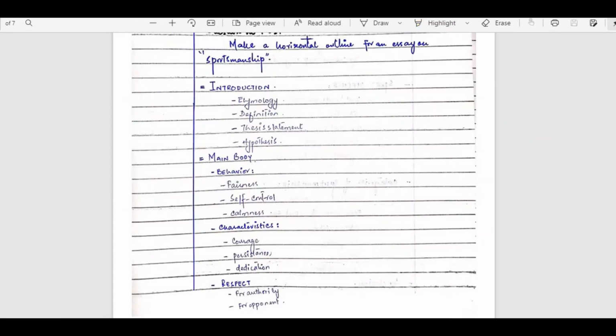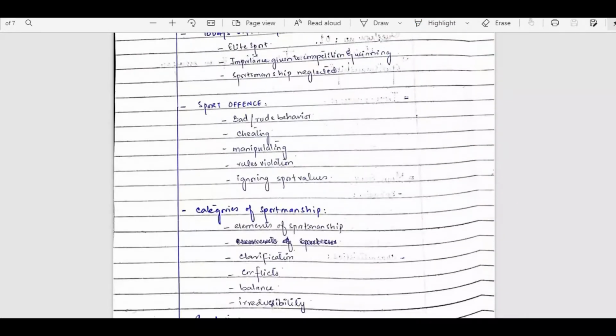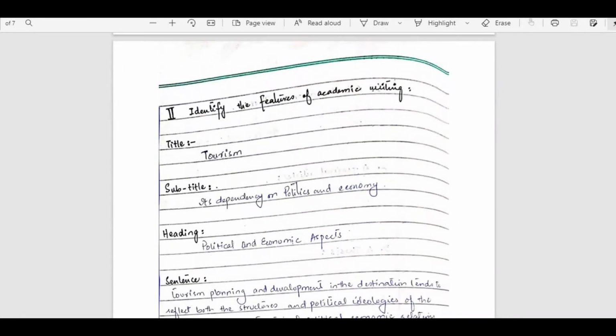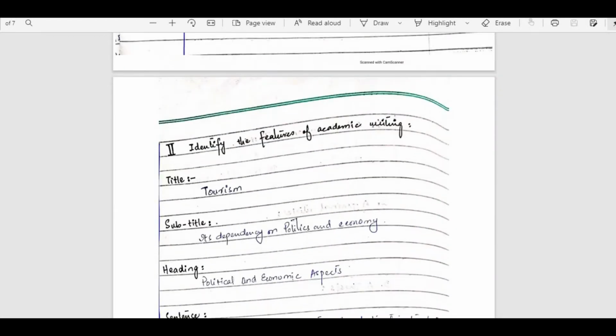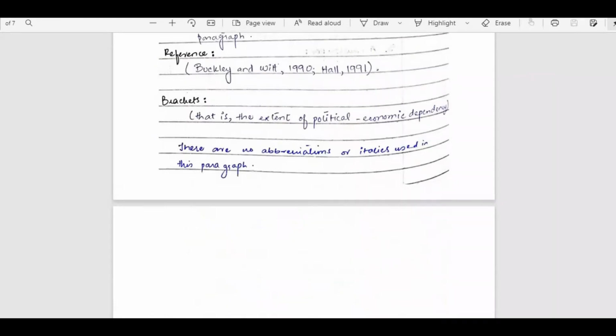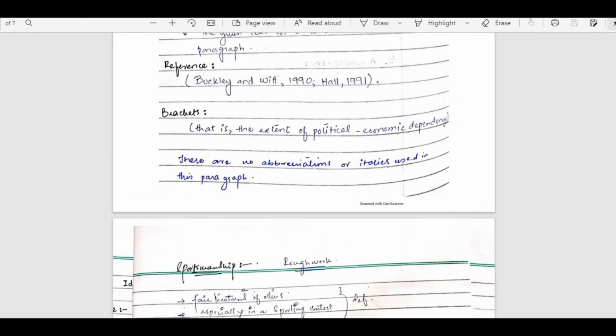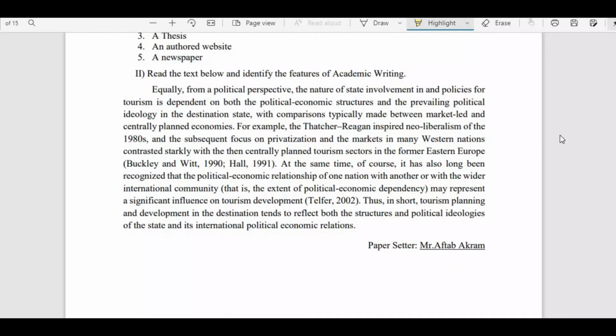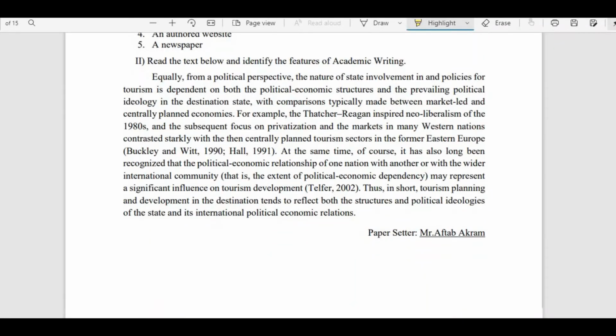About the features of academic writing: formal language is used. All right, let me show you. Formal language is used, and it consists of title, headings, subheadings, and sentences, phrases, paras, references. Okay, all right, and now we'll see the paper of phonetics and phonology.